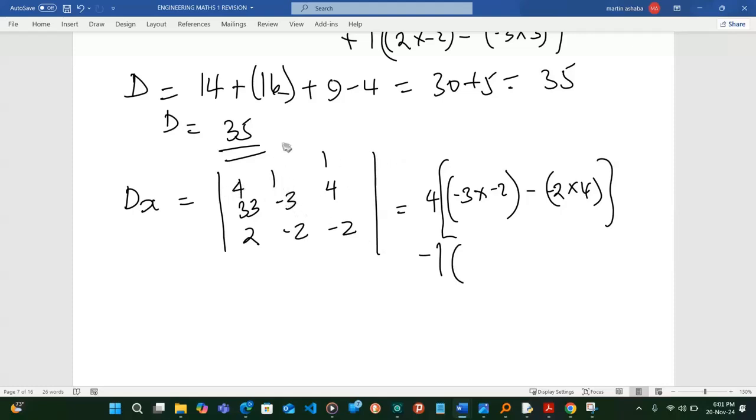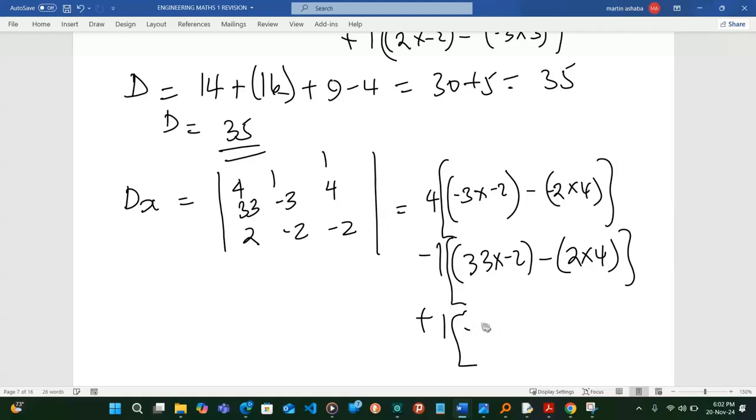So we have 33 times negative 2. We take away 2 times 4. Then we add 1 into this, which is going to be negative 2 times 33. Then we take away 2 times negative.